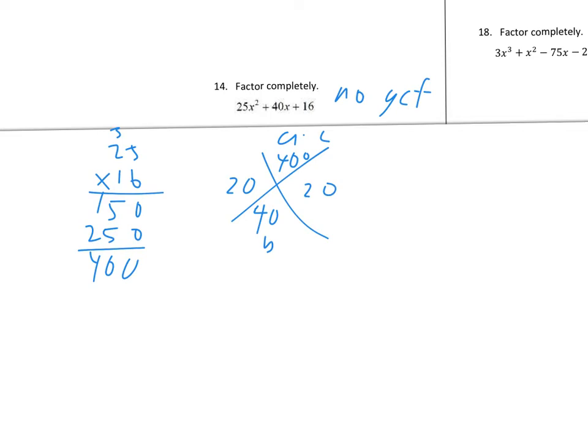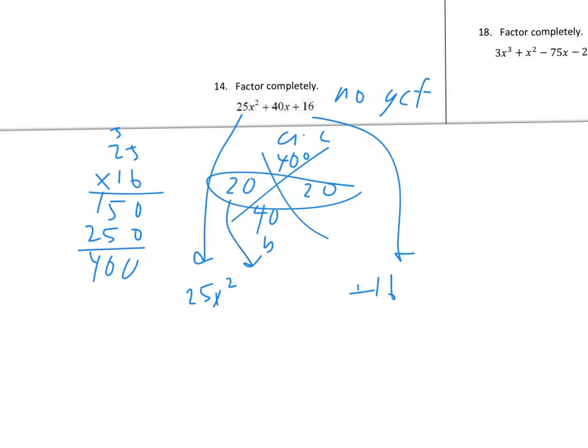But I do need the grouping or the box here. So I'll go ahead and use the grouping again. But once again, you can use the box instead. So if I use the grouping, I would put 25x squared right there. I would put 16 out there. And then these guys go here and here with an x, and that really makes that middle term of 40x. And then we'll group it together.